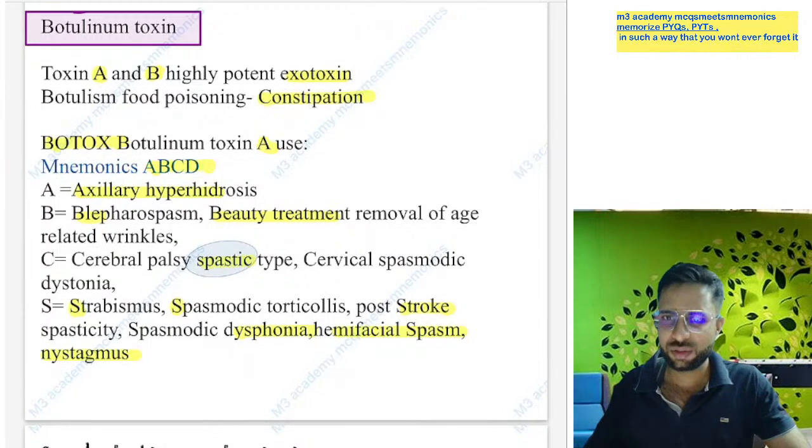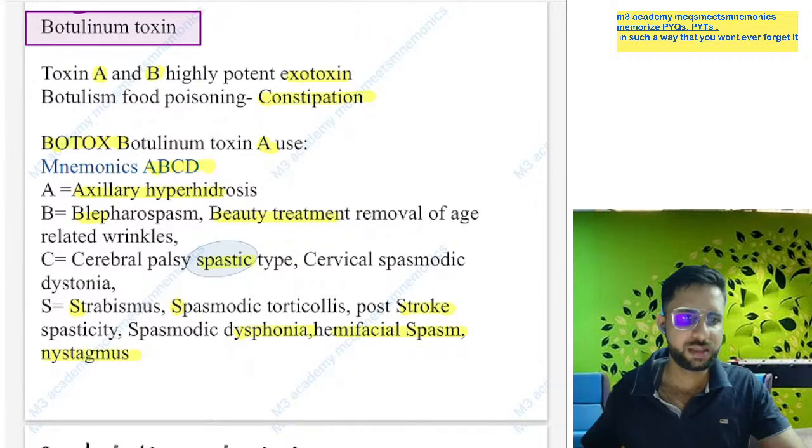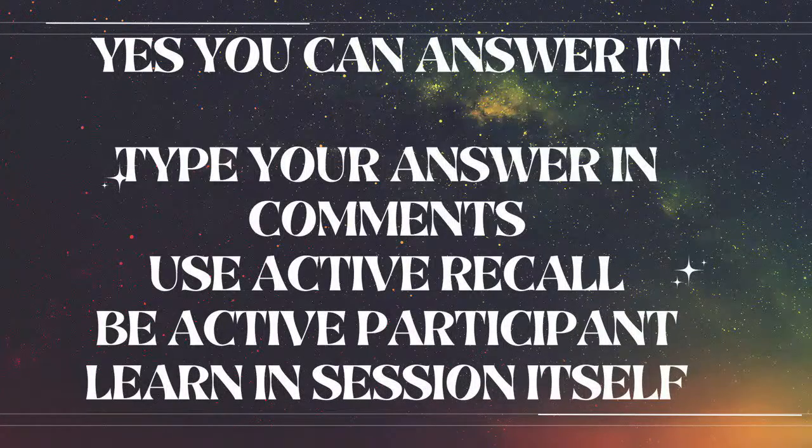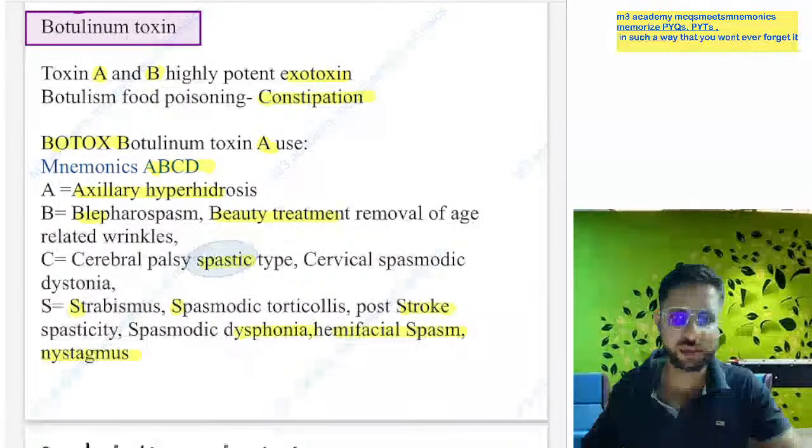So can anybody tell me which type of paralysis is seen in botulinum? Ascending, descending, bilateral? Type in the chat box which type of paralysis is seen in botulinum. Yes, descending, ascending. We already conducted a mnemonic session on this.